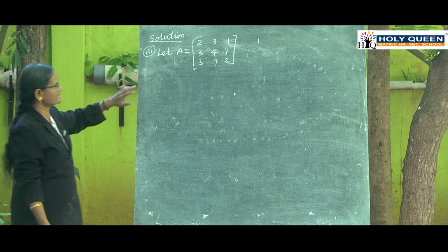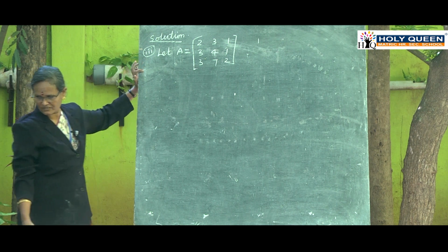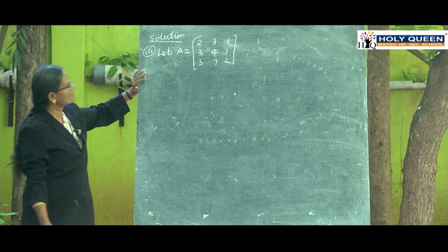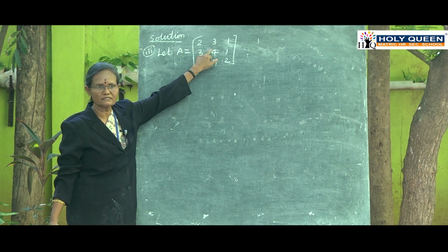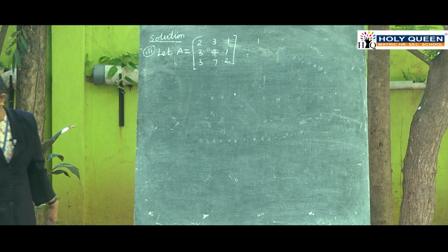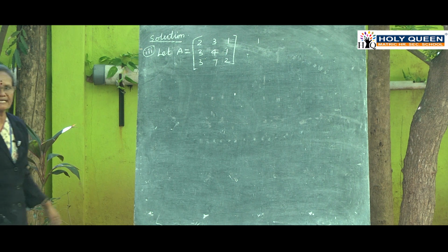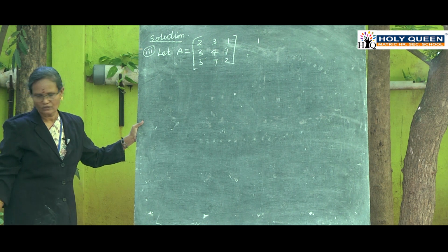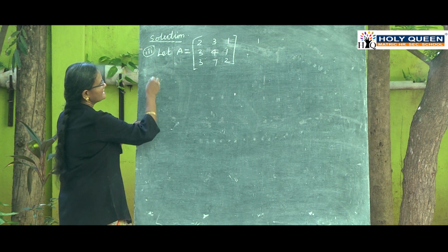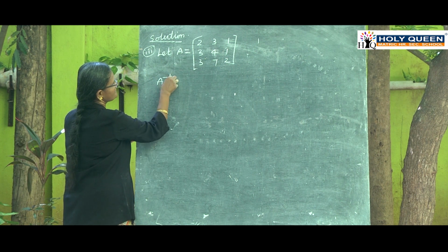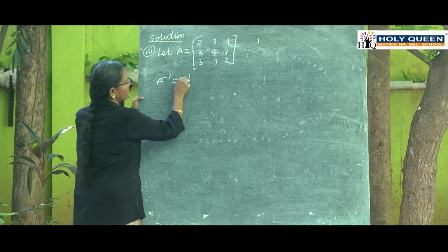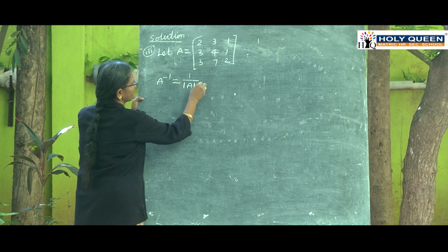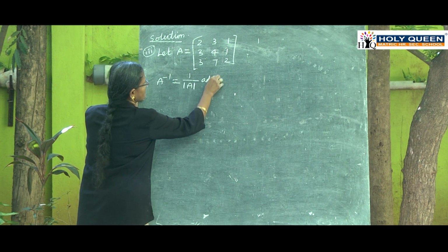Students, let us see the second question, third subdivision. What is given? The given matrix, let us take A. What are the elements here? 2, 3, 1, 3, 4, 1, 3, 7, 2. Find out the inverse matrix. A inverse is equal to, what is the formula for A inverse? 1 by determinant of A into adj of A.